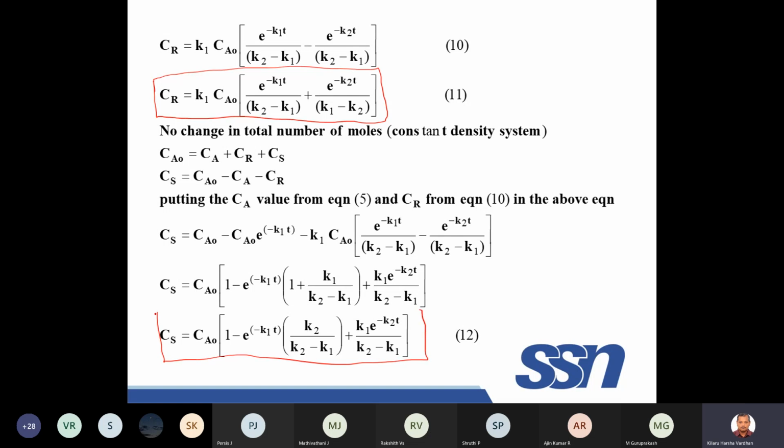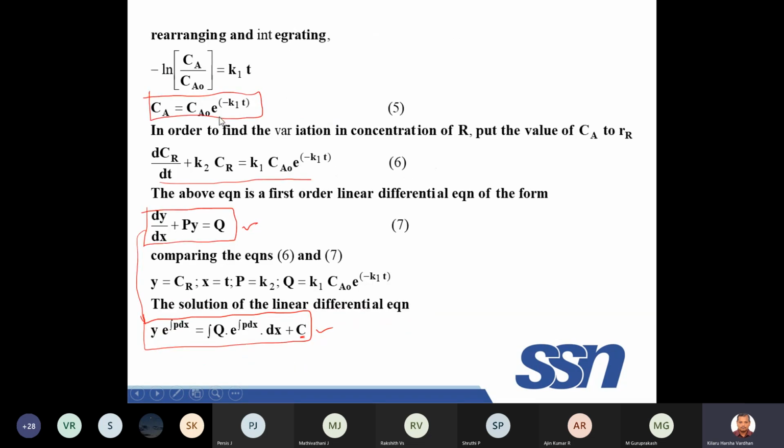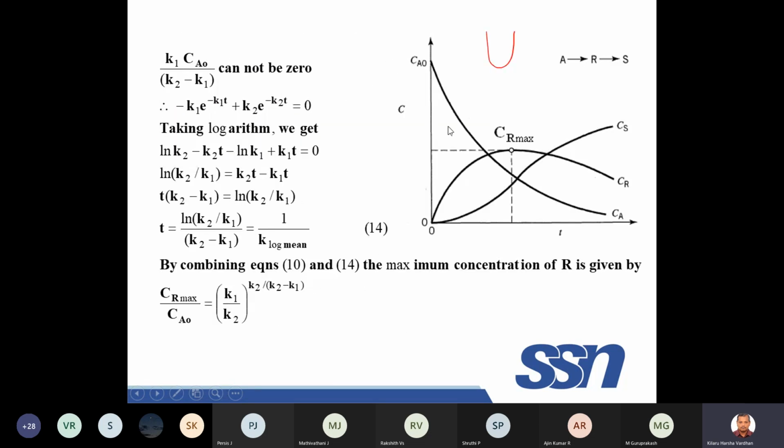So now we got all the three concentrations. CA we got, CR we got, and CS we got. All the three concentrations with respect to the time, T is the time. Then if you draw the graph with all this, that graph will result, right?